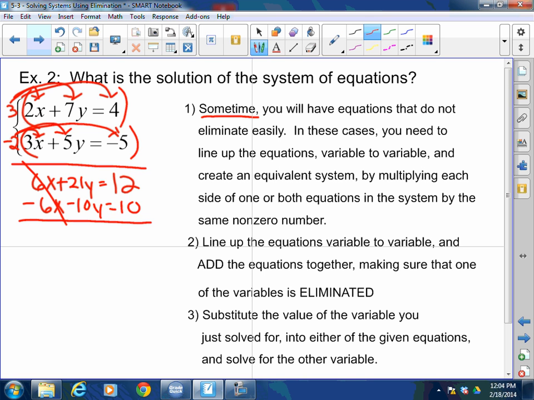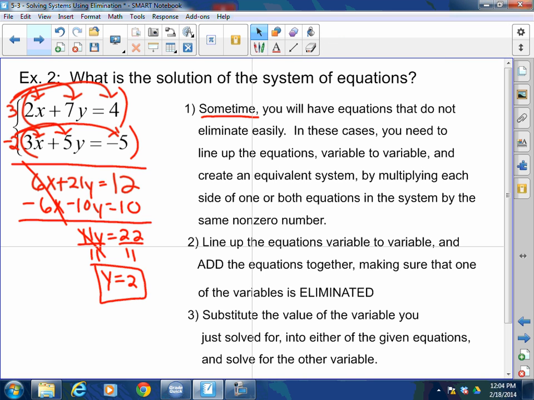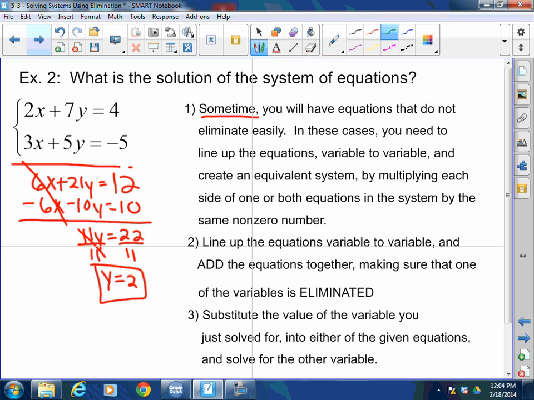The x's cancel out. 21y minus 10y is 11y, and that equals 22. Divide by 11. Y equals 2. Now that y equals 2, I can plug it into either of my original equations. And not the x's, come on, the y's. Where do you want to plug it into?